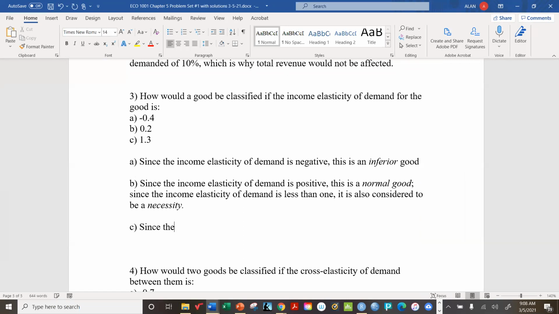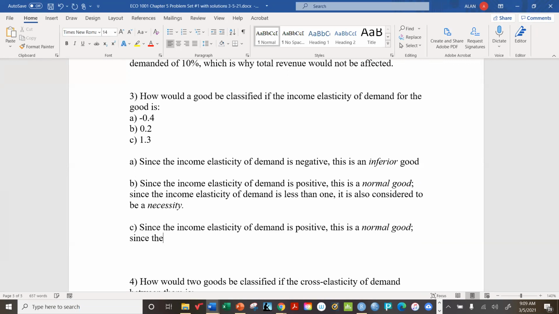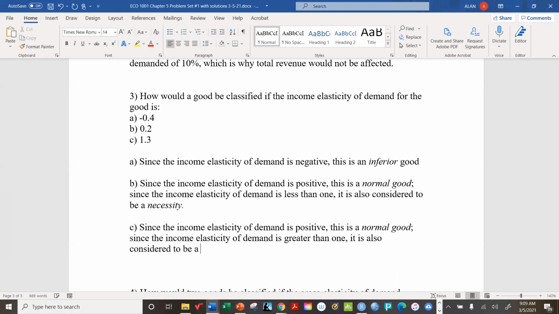But then in C, since the income elasticity of demand is positive, this is a normal good. But since the income elasticity of demand is greater than one, it is also considered to be a luxury. Ooh, a luxury. This is the kind of thing you only get to have once in a while. Think about it as going to an expensive restaurant. Once in a while, you want to do it. I mean, you can eat out without spending a fortune in a lot of places, but once in a while, you want to have that really nice experience where the food is fancy and you get dressed up and it's expensive and all, but you can't really afford to do that very often. So that would be defined as a luxury. The more income you have, the more likely you are to go to fancy restaurants.